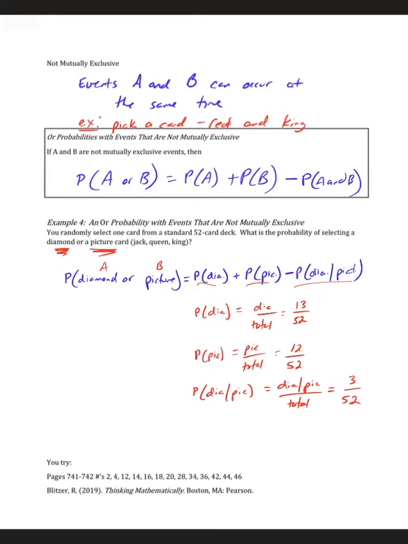Now what we want to do is use these 3 fractions here to substitute them into this formula. The reason why I didn't reduce is because I want them all to have the same denominator. So we want to take 13 out of 52 and add it to 12 out of 52 and then subtract the 3 out of 52. So 13 plus 12 minus 3 would give us 22 out of 52, but we know that would simplify into 11 out of 26. So that would be the probability of getting a diamond or a picture card.